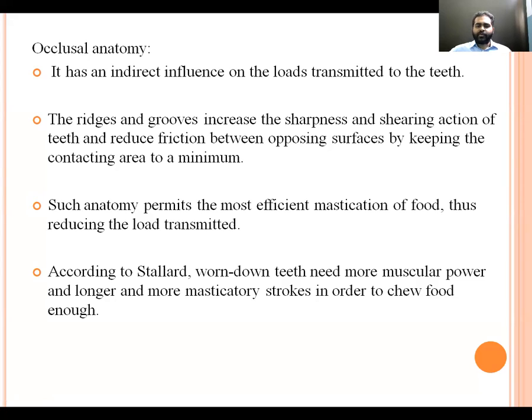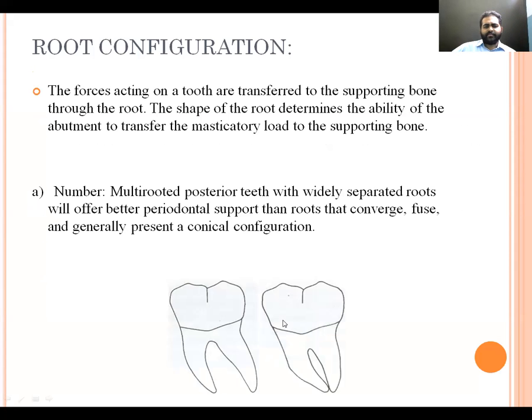For the occlusal anatomy, we make sure that the ridges and the grooves are sharp enough to have a shearing action. It will reduce the friction between the two surfaces, so the contact should be out of contact or there should be minimum contact. While making the cuspal anatomy, we make sure that it is most efficient for mastication, thus reducing the occlusal loads on your teeth. The same thing was said by Stallard.